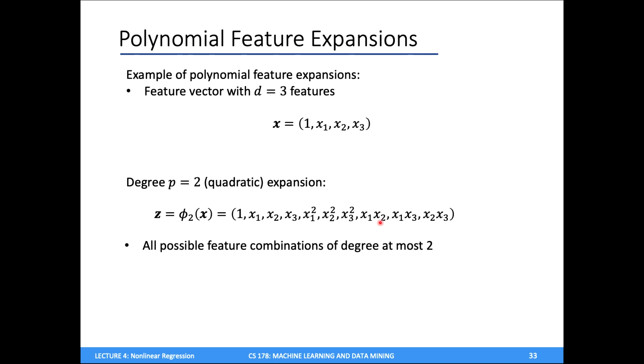So we look at x1 times x2. Again, this has degree 2 because it's a product of 2 variables. x1 times x3, same thing. And also x2 times x3. And this is all of the possible feature combinations having degree at most 2 here. Okay, so homework problem, if you feel like thinking about this a little bit more. To check your understanding, you can also compute the degree 3 feature expansion for this vector. It's the same idea, but now we'll consider all of the third order terms.